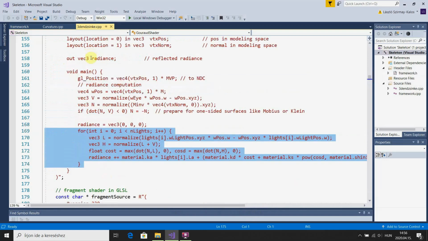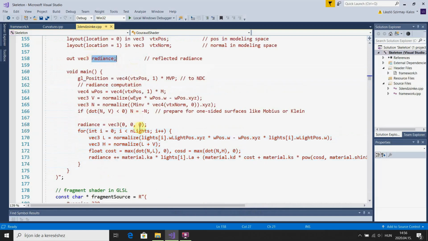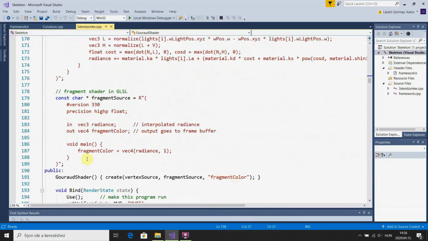The output of the vertex shader is the radiance output variable, which goes through the fixed pipeline elements and is interpolated for every pixel that is covered by the rendered primitive. So when we arrive at the pixel shader, the interpolated radiance will be in the input register, and this interpolated radiance is just copied to the output register that is written into the frame buffer. So the fragment shader in case of per-vertex shading is very simple. It is just a direct copying.